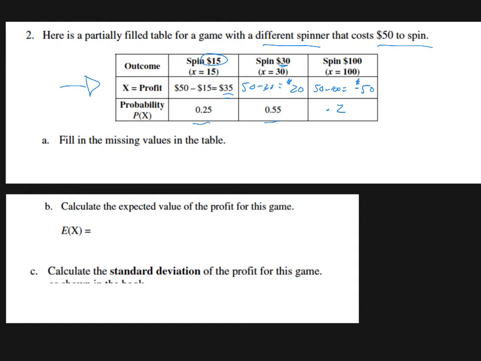And again, this is between 0 and 1. This is between 0 and 1. This is between 0 and 1. All of that adds up to 1. So we're pretty legit on our probabilities. We've filled in all the missing values on the table.